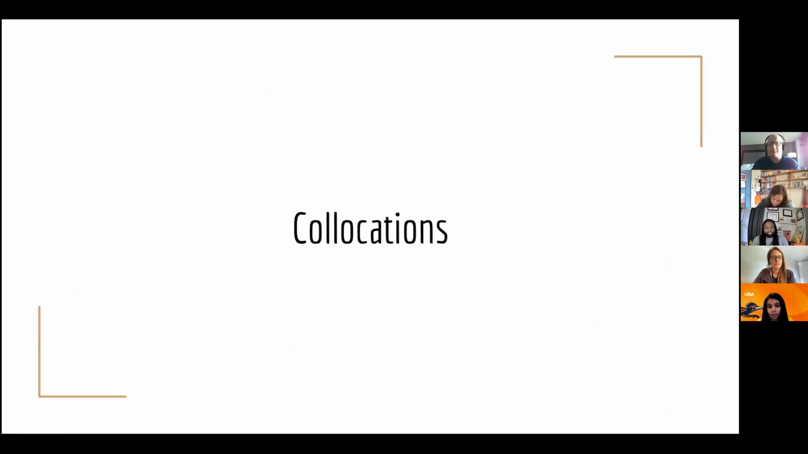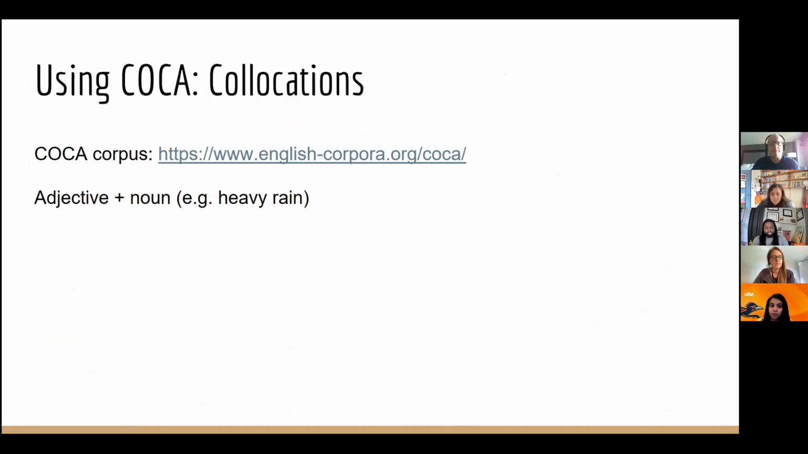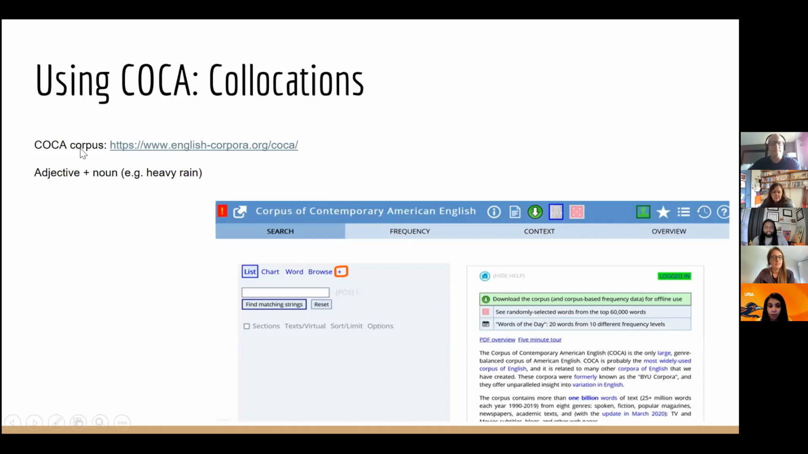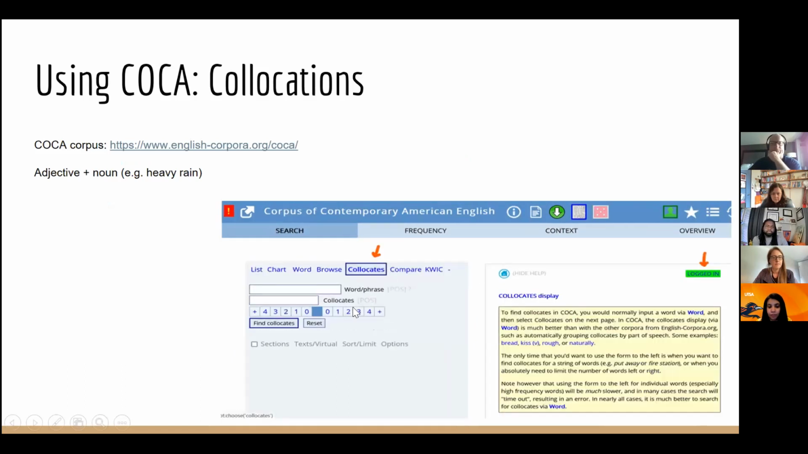So I'll start with collocations. The first thing that we need to do is access this link. I'll share my slides after I finish. And also we will talk about how we can search for collocations that start with an adjective, then noun, like heavy rain. So after you access COCA, you should click on this plus sign. And then after you click on the plus sign, you will see the word Collocates. Click on that and make sure that you're logged in. Just register, and registering to COCA is very easy. You only need your email, and also it's free.